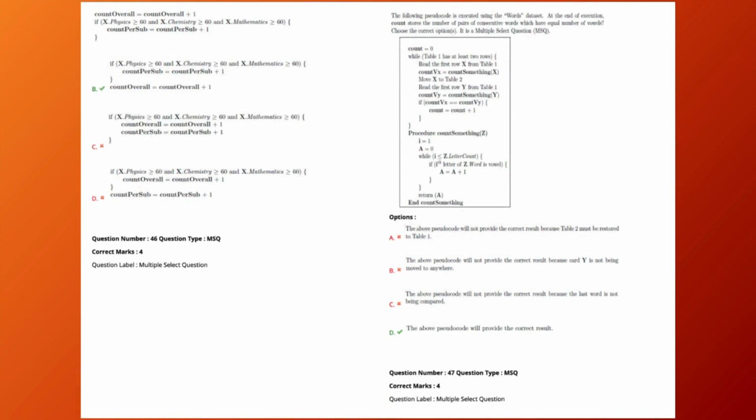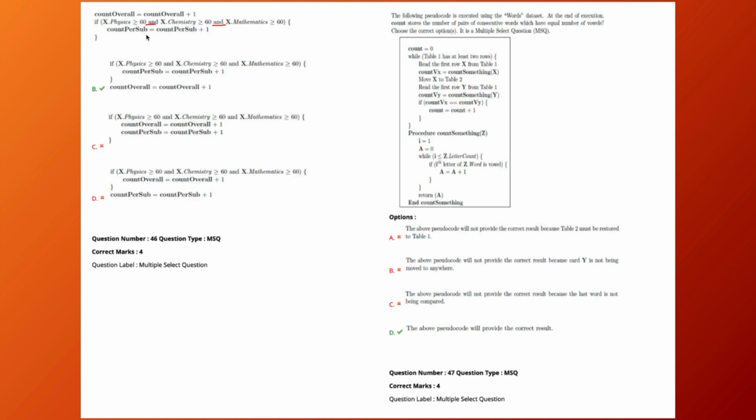So let's go through the options. It's a multiple select question, so there may be more than one correct answer. The first option says: if count overall is equal to count overall plus 1, if physics is greater than or equal to 60 and chemistry is greater than or equal to 60 and mathematics is greater than or equal to 60, which means this person has scored greater than or equal to 60 in all 3 subjects, because it is connected by AND statements.